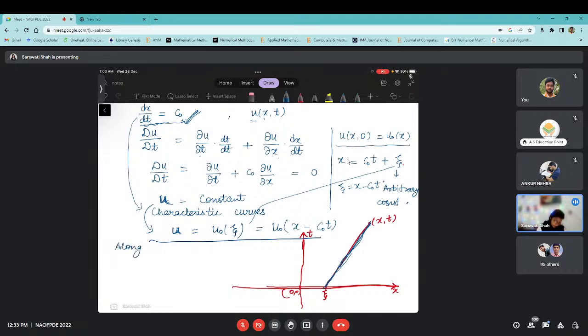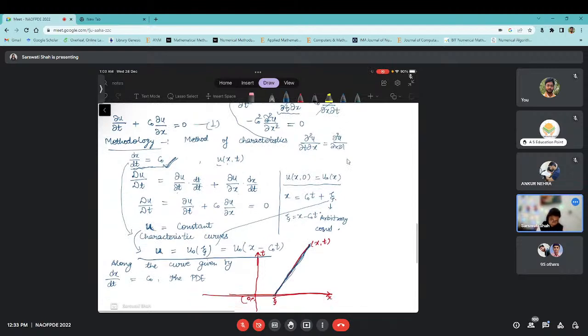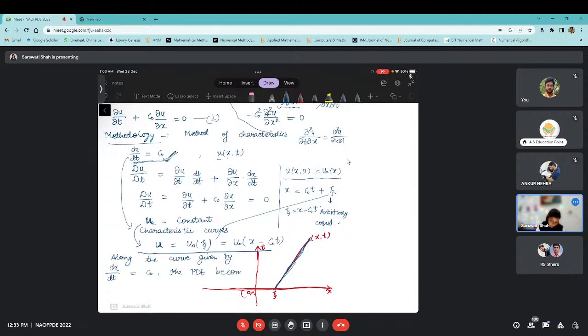So in a simple form, we can write along the curve given by dx/dt equals c naught, the PDE. This PDE, suppose it is equation number 1, becomes an ODE given by du/dt equals 0, and its solution is u equals constant, that is u naught of xi. This is called the method of characteristics.